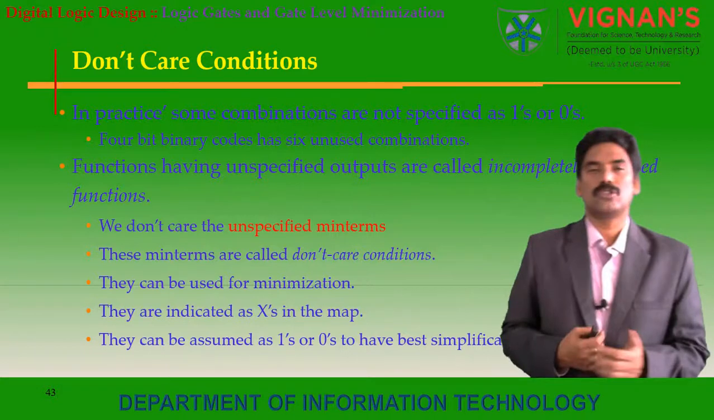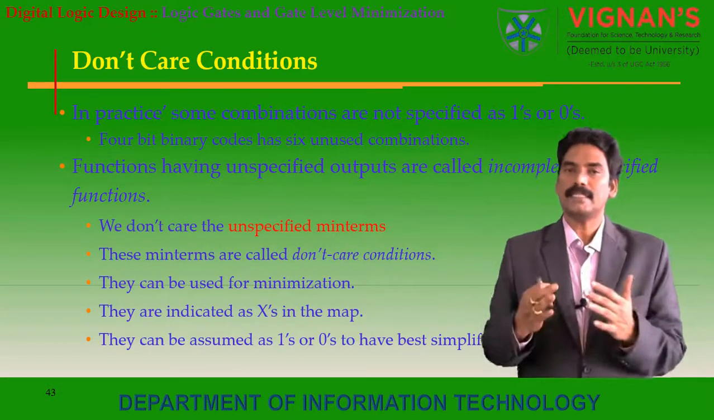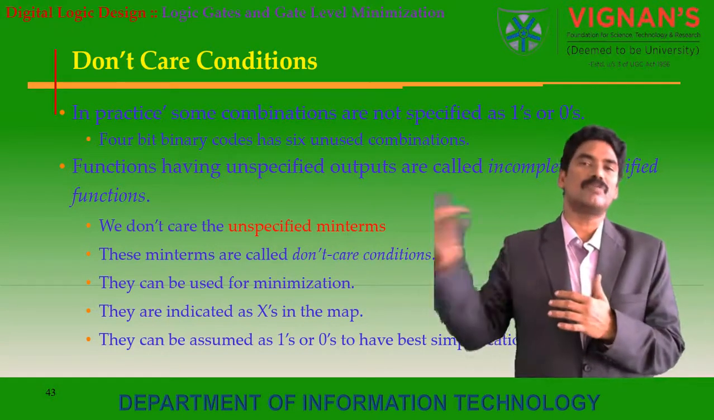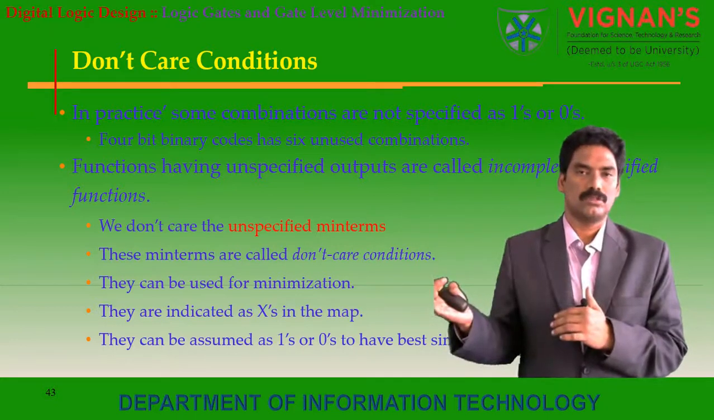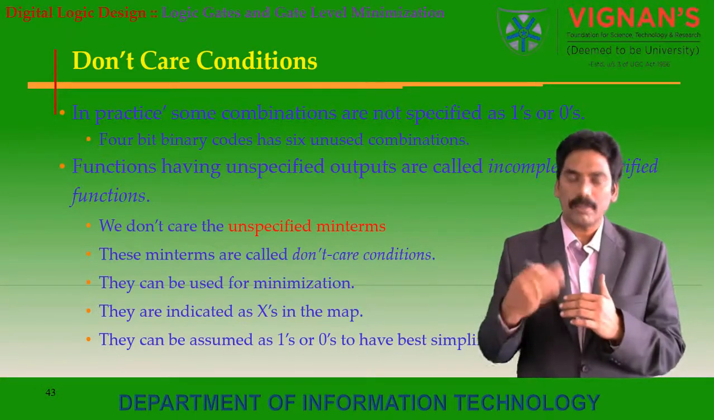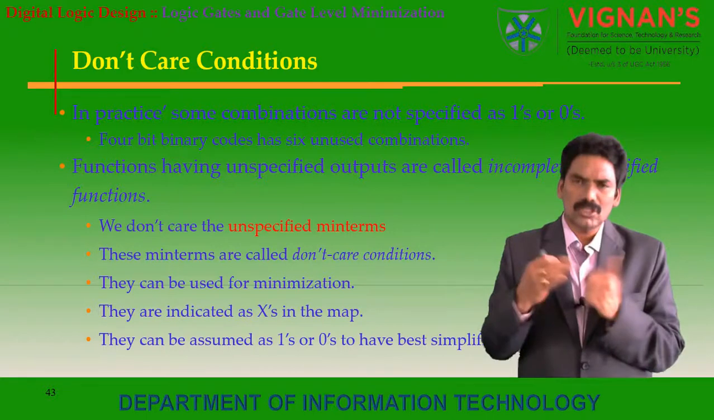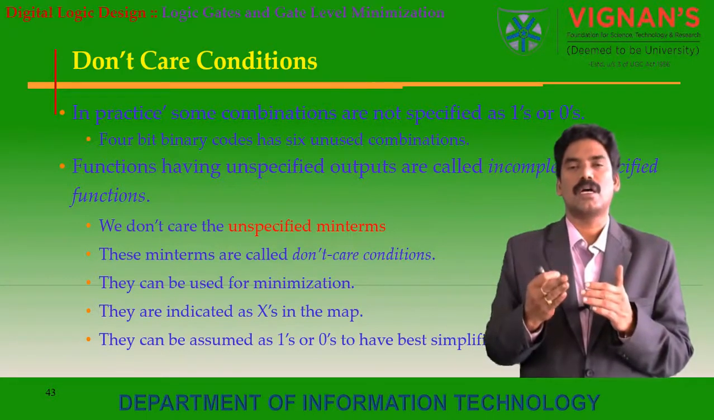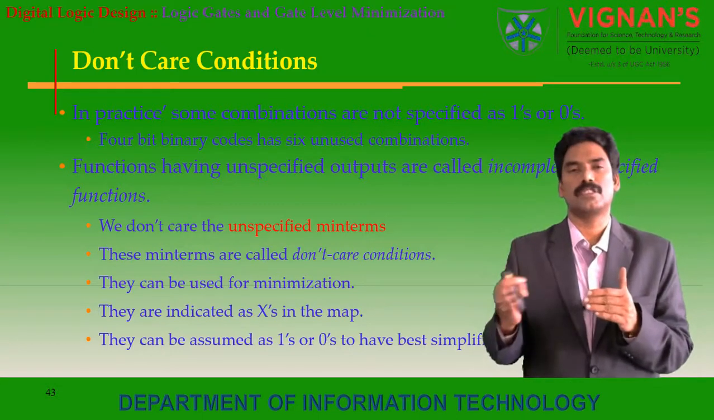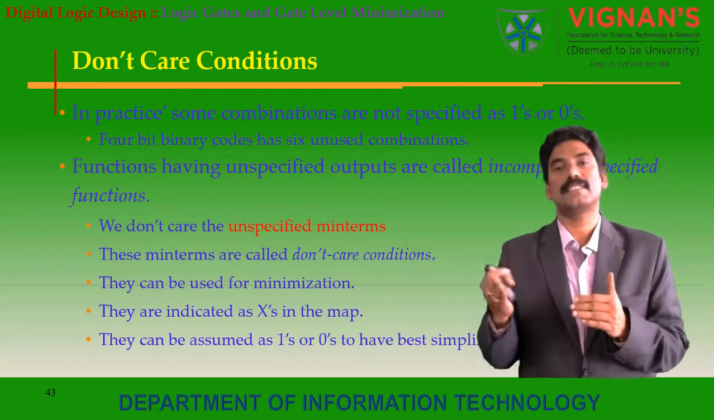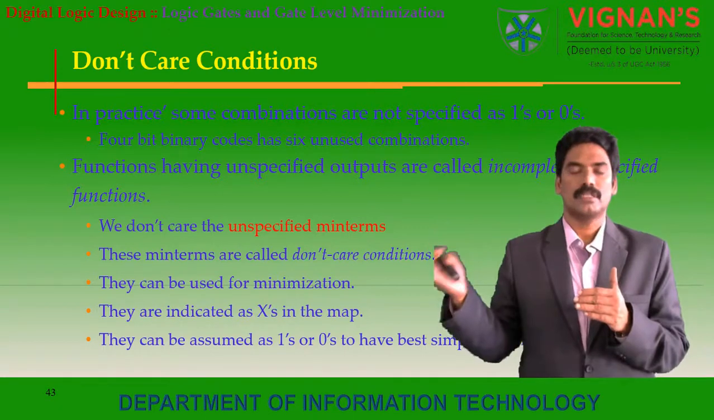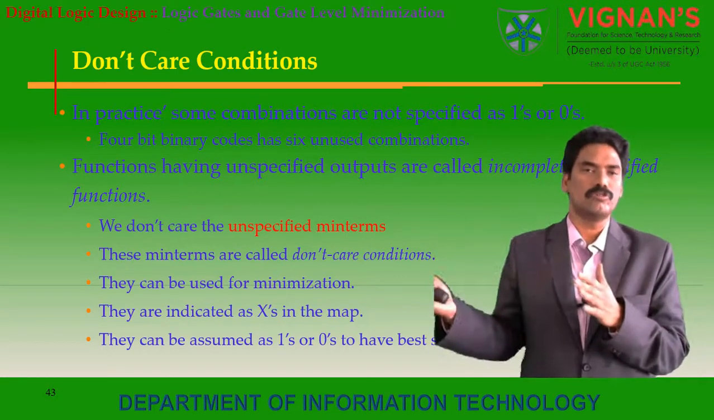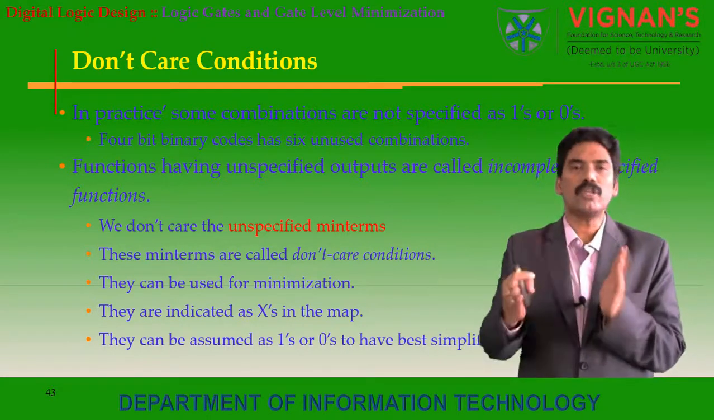So more about don't care conditions. In practice, some combinations are not specified as ones or zeros. We are unable to specify them, or there is no need to specify ones and zeros. Those combinations are considered as don't cares. A 4-bit binary code has 6 unused combinations. That means we have 0 to 15, and in that 0 to 9 only we are using.